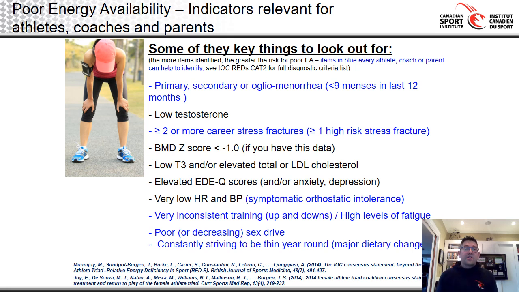Some of the more technical outcomes that require blood work or a DEXA scan include low testosterone, bone mineral density Z-score under -1, low T3, which is a blood biomarker that looks at thyroid, and or elevated total or LDL cholesterol, and then elevated eating disorder examination questionnaire scores, as well as elevated anxiety and or depression. Those are other elements that need more of a clinical evaluation, but can add to the certainty of a poor energy availability.